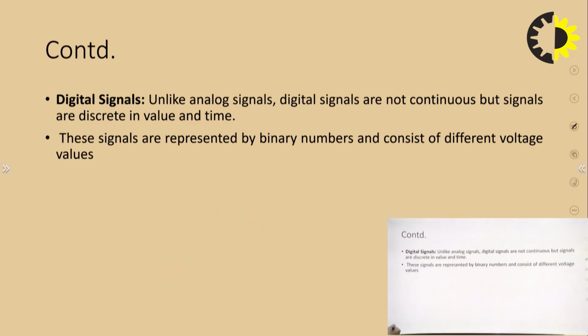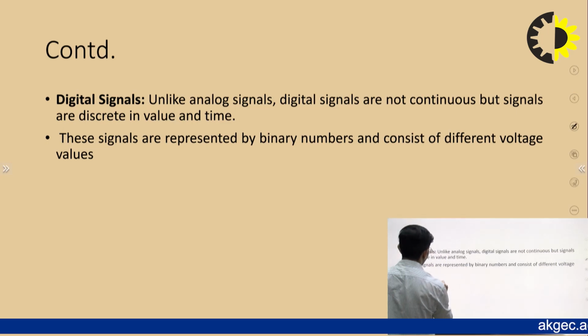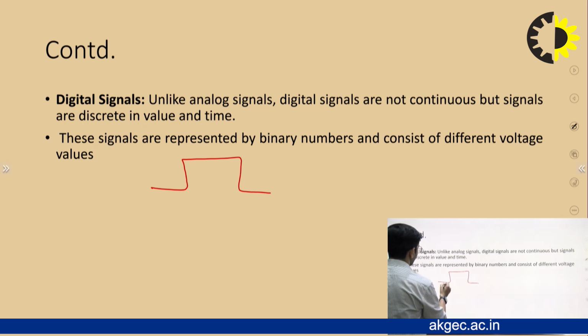And digital signals, unlike analog signals, are not continuous, but discrete in value and time. That means digital signals are discrete in time and magnitude. There is no continuity in the signals, like a pulse. And the signals are represented by binary numbers or consist of different values. For example, this is a pulse signal, this is discrete in time. Here the value is 0, here the value is 1.